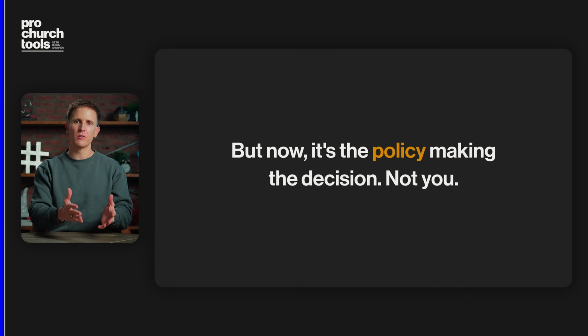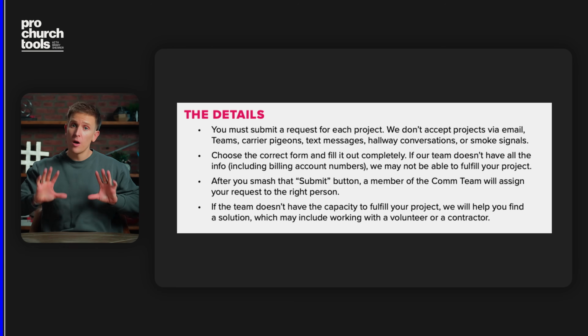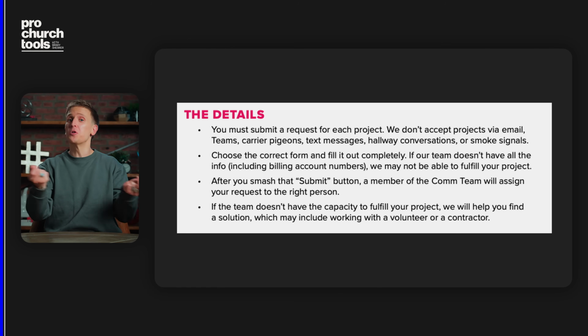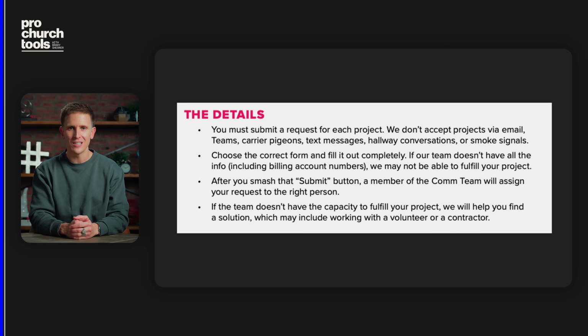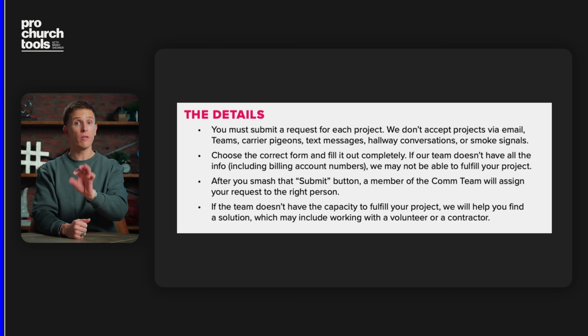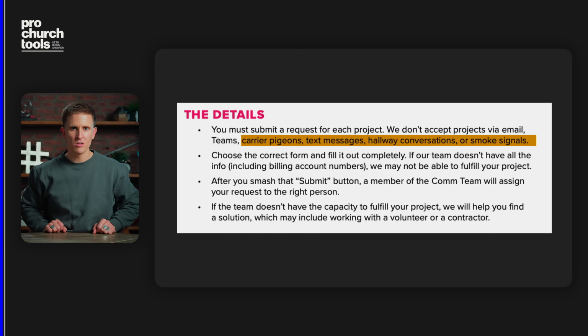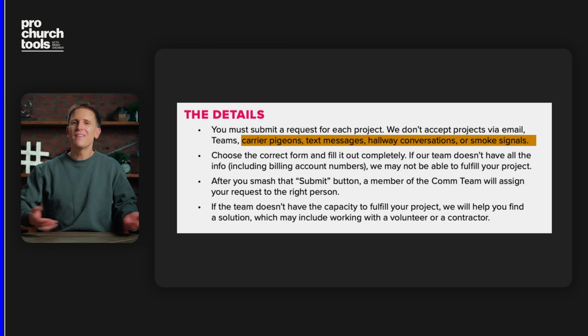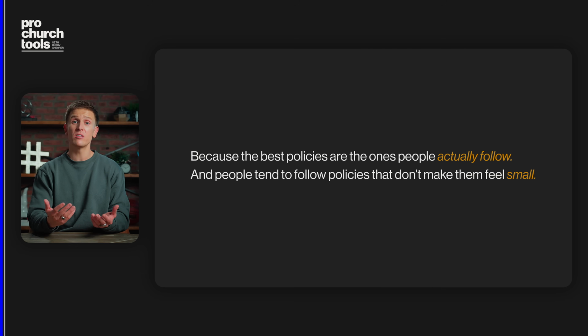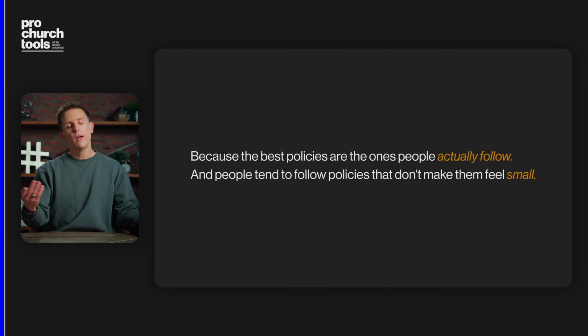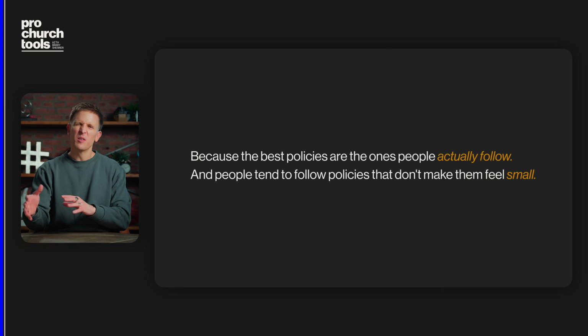And let me give you a model to follow here, because you don't have to be a jerk about this. Christ Community Church enforces firm policy, but they do it with good humor. So for example, their comms team does not accept project requests via, and I'm quoting their policy now, carrier pigeons, smoke signals, or hallway conversations. So it's firm, but it's fun. And that's what makes the policy work, because the best policies are the ones that people actually follow, and people tend to follow policies that don't make them feel small. All right, that's building block 1 and building block 2, levels and policy, the organizational backbone.